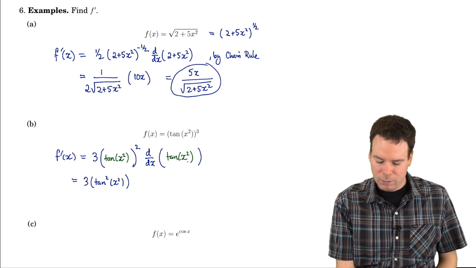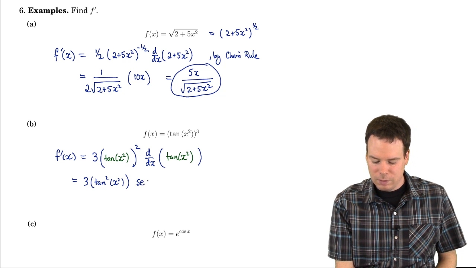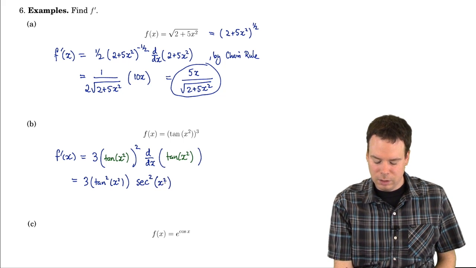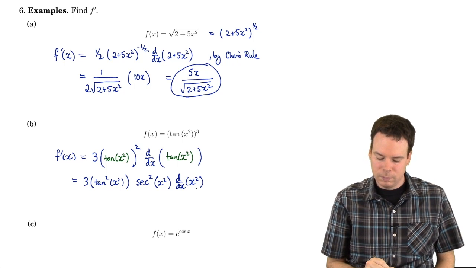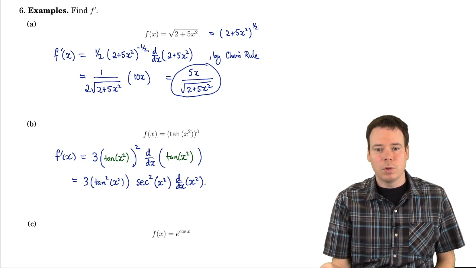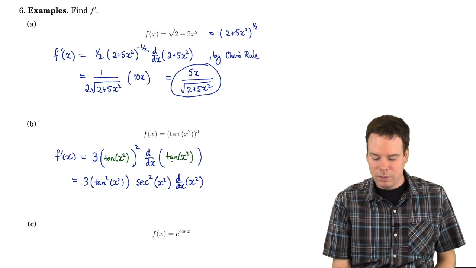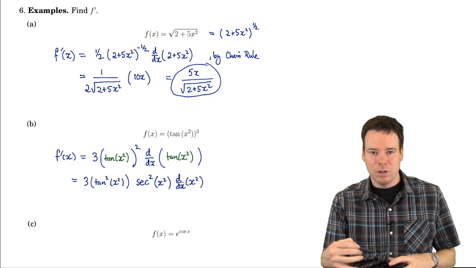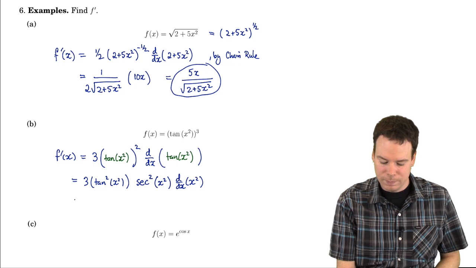This next one, the derivative of tan x squared: well, the derivative of the outside function, the derivative of the tangent, is secant squared. We're going to evaluate that at the inside function, that's the x squared. Then we're going to multiply by the derivative of the inside function. And again, we've now stripped off one more level. We stripped off taking the derivative of that outside function tangent, and we're now focused on the derivative of that innermost function, which is the squaring function.